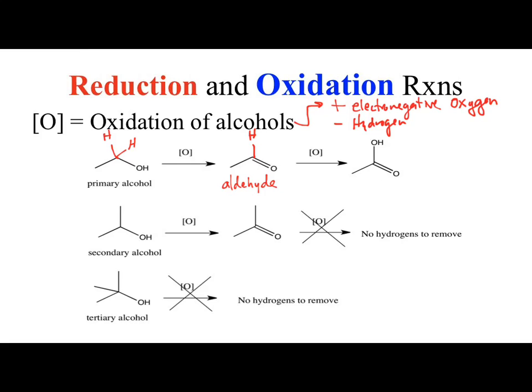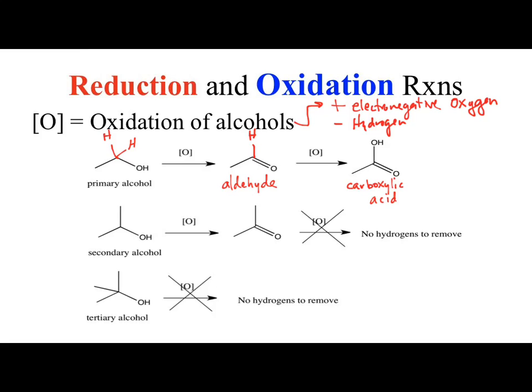If we continue to oxidize, because I still have a hydrogen there, so I can take that hydrogen off and swap it with a new oxygen bond, I can move to yet another functional group. This functional group is now the carboxylic acid. So alcohols could be oxidized twice depending on the chemicals we use.